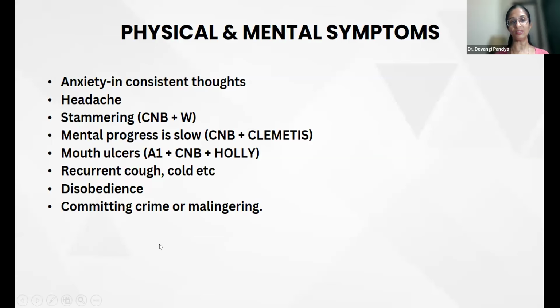There can be mouth ulcers repeatedly: agrimony, chestnut bud, and holly are indicated. Again, for physical symptoms, as we saw earlier, recurrent cough and cold, disobedience, and committing crime or malingering. Again, this is a part of doing things again and again repeatedly. So even if somebody has the habit of telling lies or stealing certain things, they will keep on doing the same.